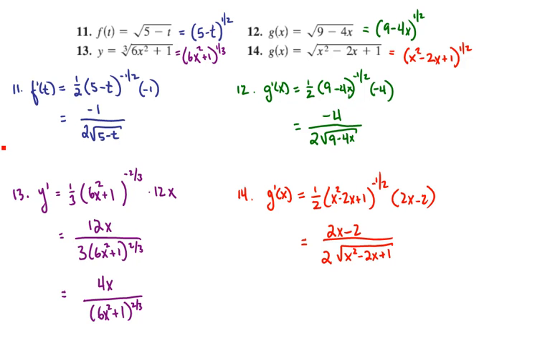Now we can do just a little bit more here by factoring a 2 out from the numerator and canceling that with the denominator. So when we do that, we cancel those 2's there and finally end up with x minus 1 over the square root of x squared minus 2x plus 1. And that'll do it for these four problems.